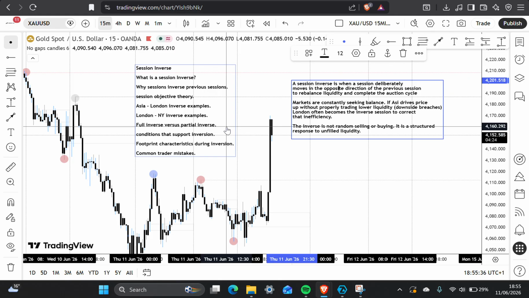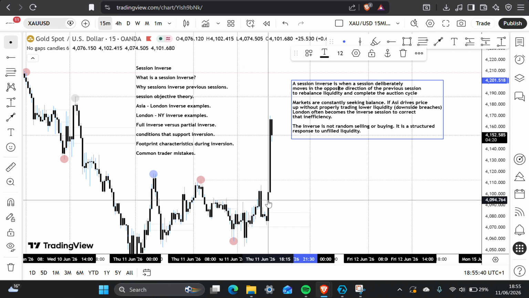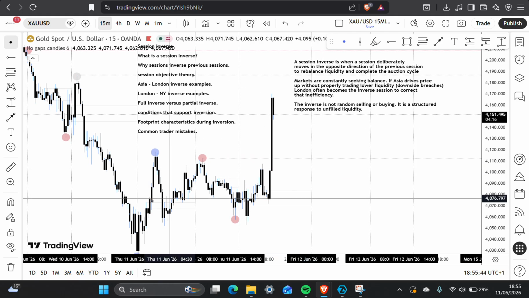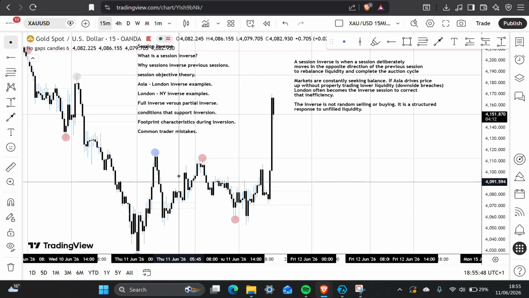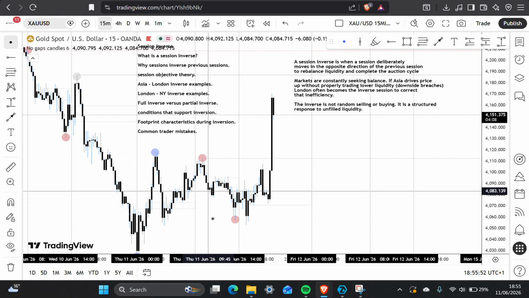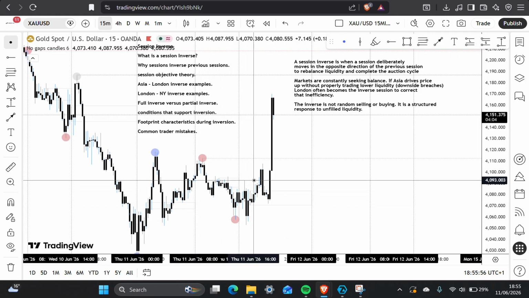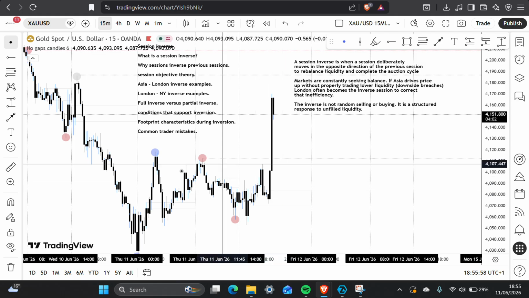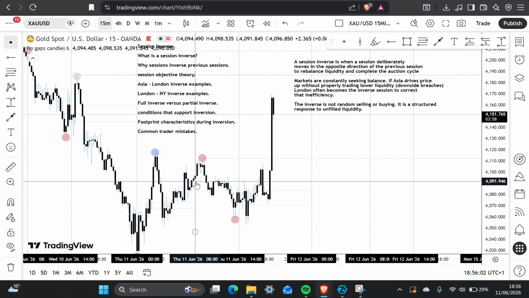Very simple, very informative. Now, markets are constantly seeking balance. So if Asia drives up, we can see over here Asia drove up, that doesn't necessarily mean that London's going to inverse completely. So it's not random. It's a very structured way of looking at how the market moves and balances itself.